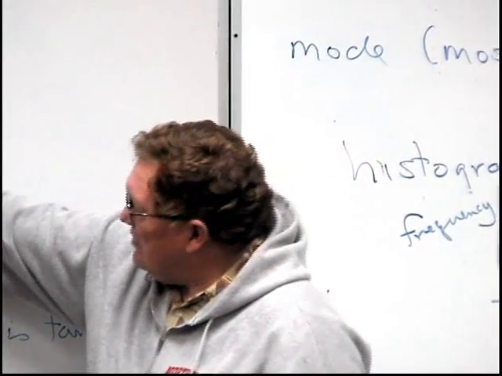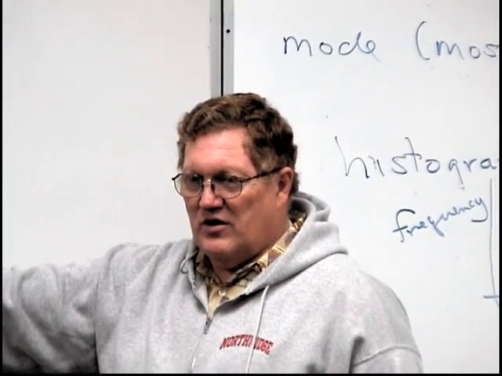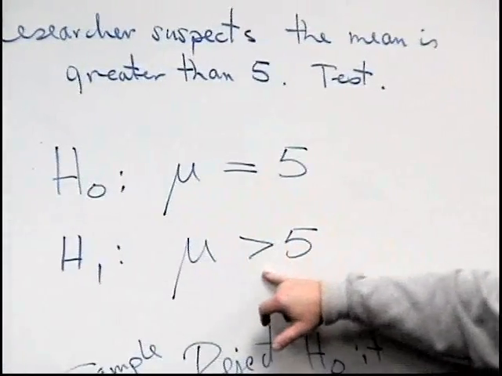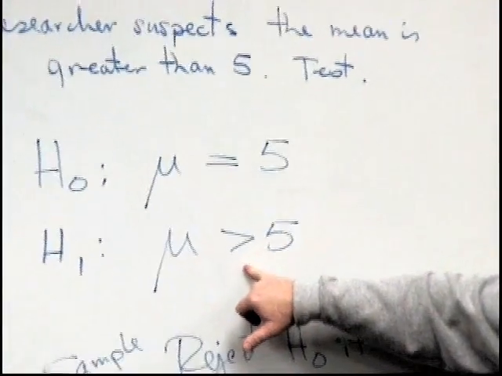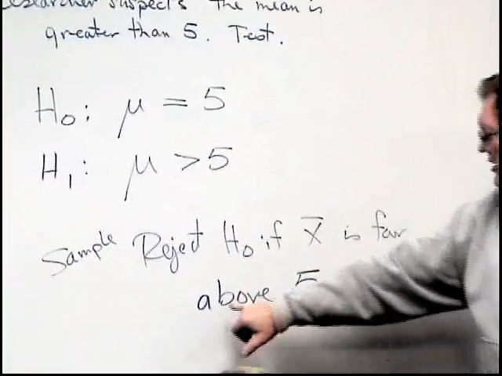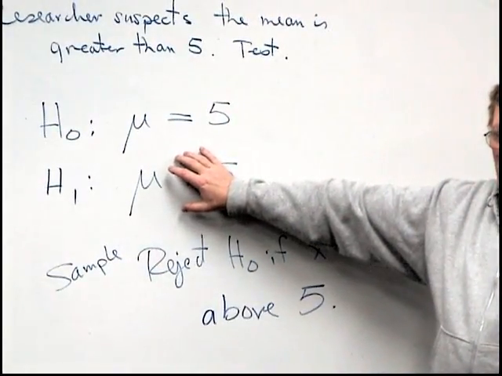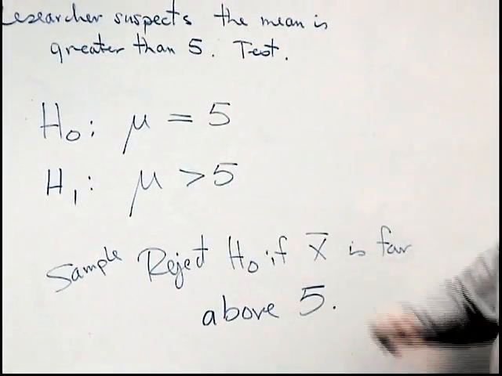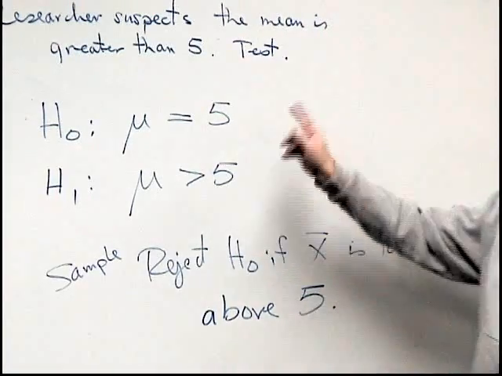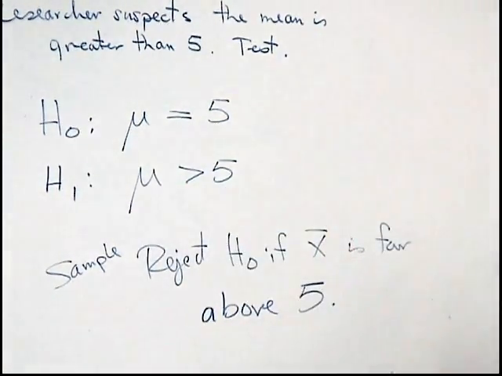We're trying to test whether the population mean is 5 or the population mean is greater than 5. What would be evidence to make us believe the population mean is greater than 5? It would be if our sample mean is far above 5. So rejecting H0 means we've got the evidence we're looking for. The researcher is right. There really is proof that what? The population mean is greater than 5.